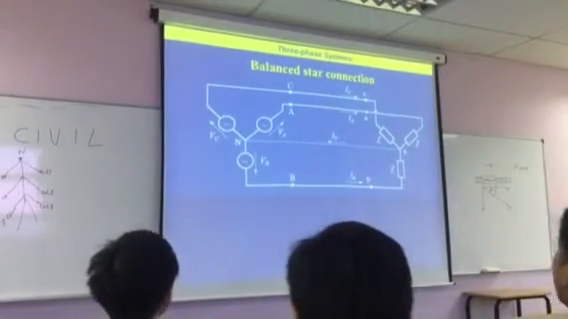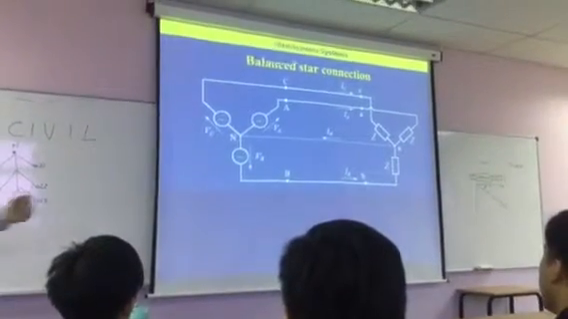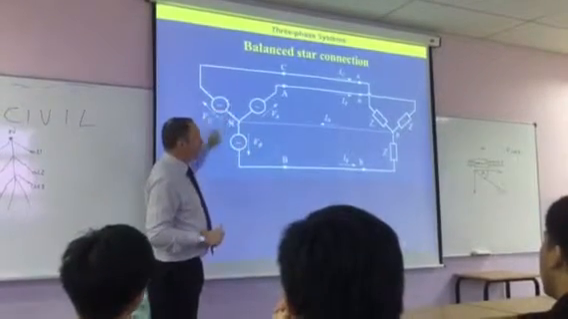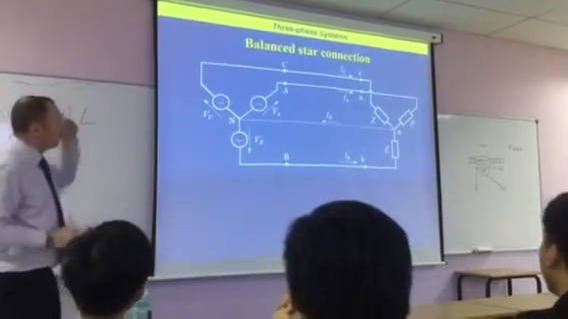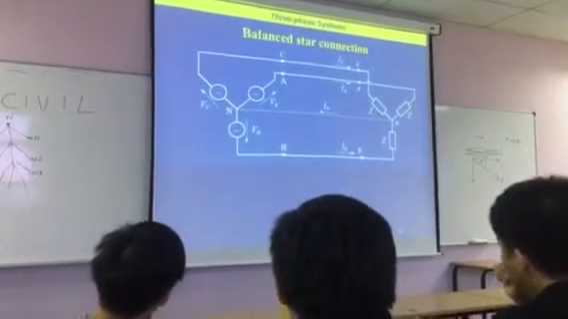So this is an example of a balanced star connection. Okay, you've got, and it's drawn quite nicely, so you've got the nice thin neutral here, and then you've got the other three phase lines. Okay, and you've got your VC, your VA, and VB voltages being generated.